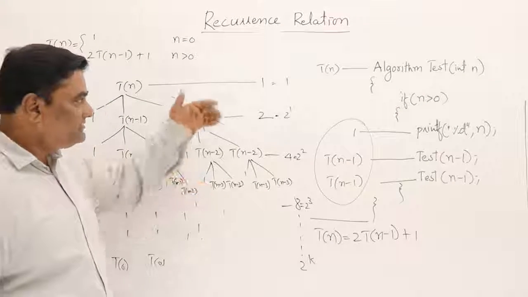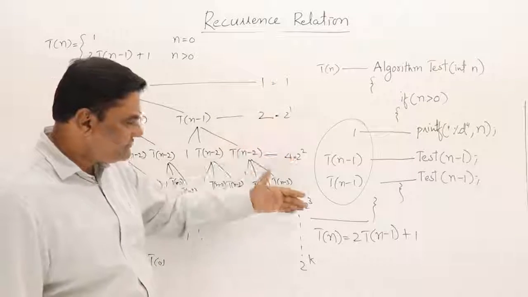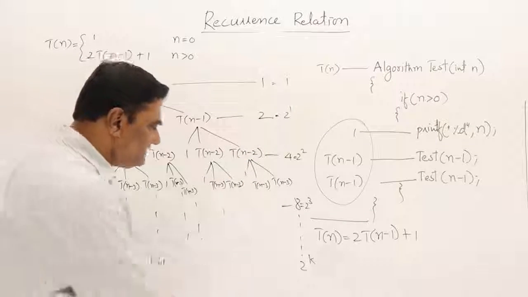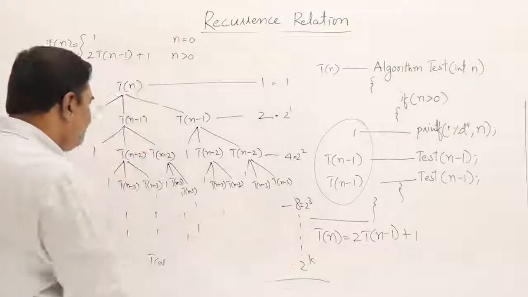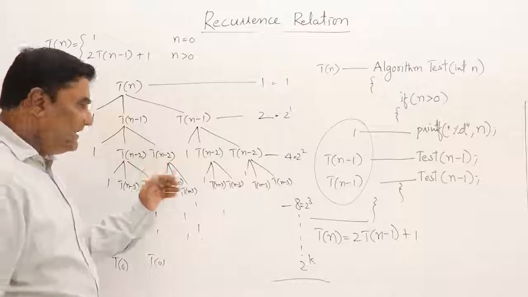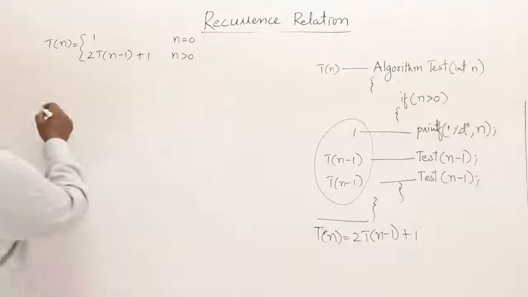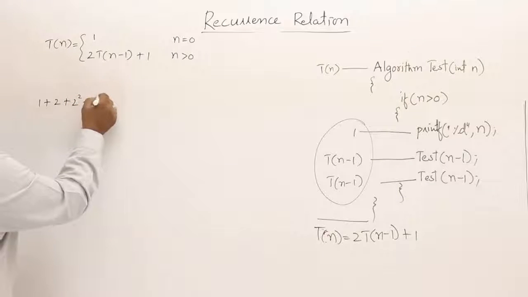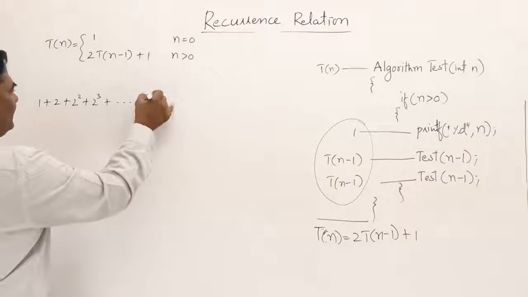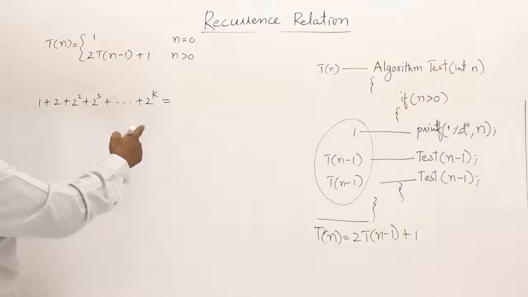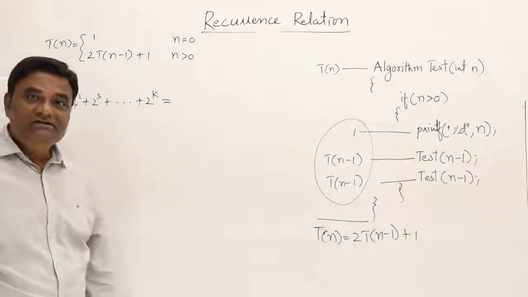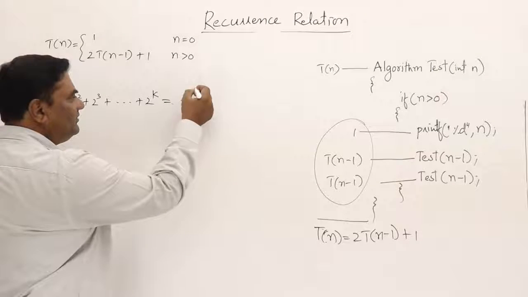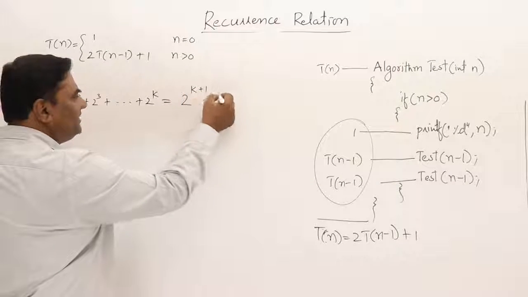Now the total time, how much is the time? 1 plus 2 plus 2 square plus 2 cube plus so on. Now let me add all these, then I get the total time of this one. So I'll remove this and add them. Now it is 1 plus 2 plus 2 square plus 2 cube, goes on to 2 power k. This is the sum of the terms of a GP series, and this will be 2 power k plus 1 minus 1.